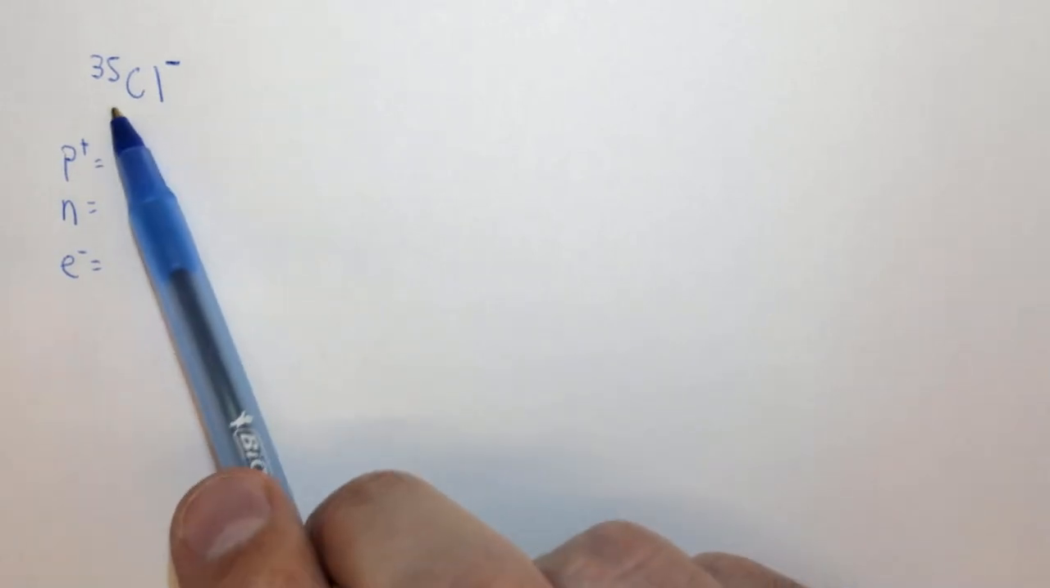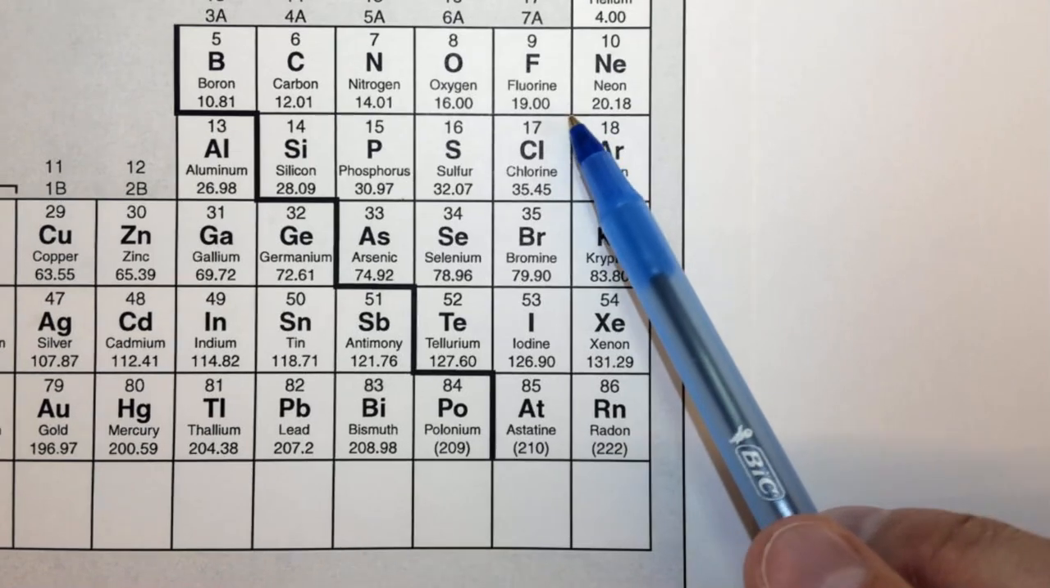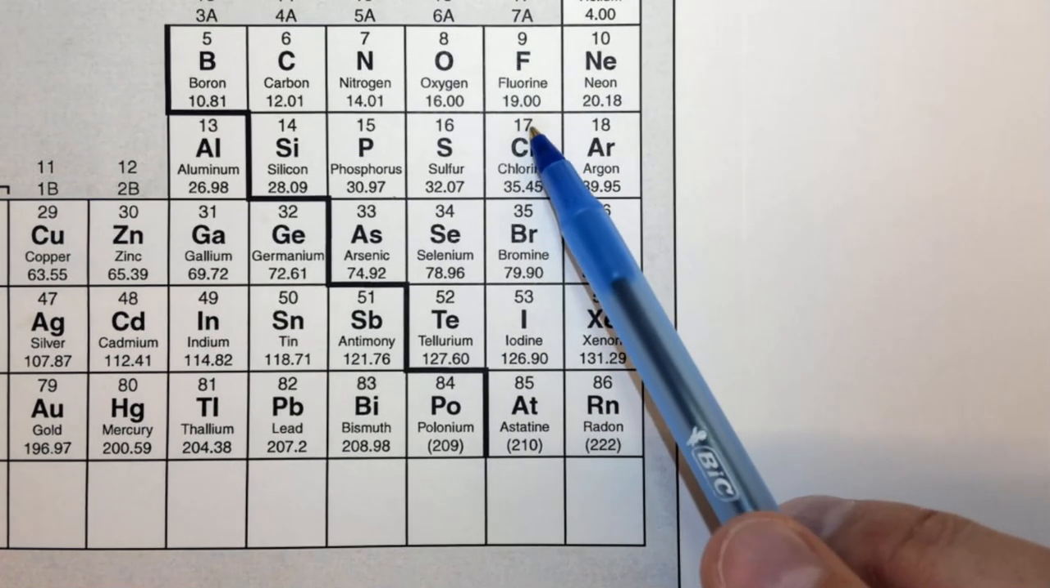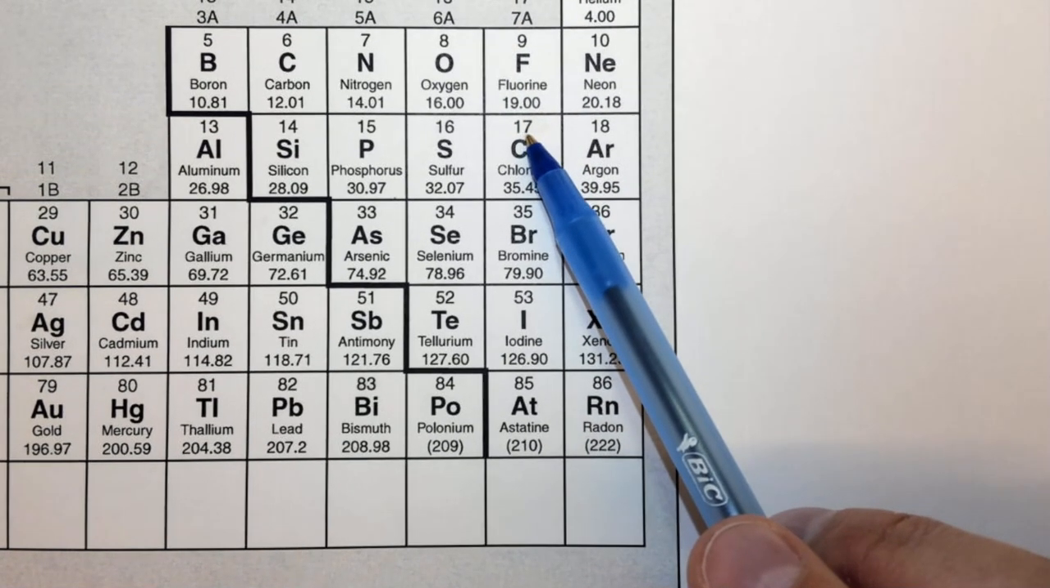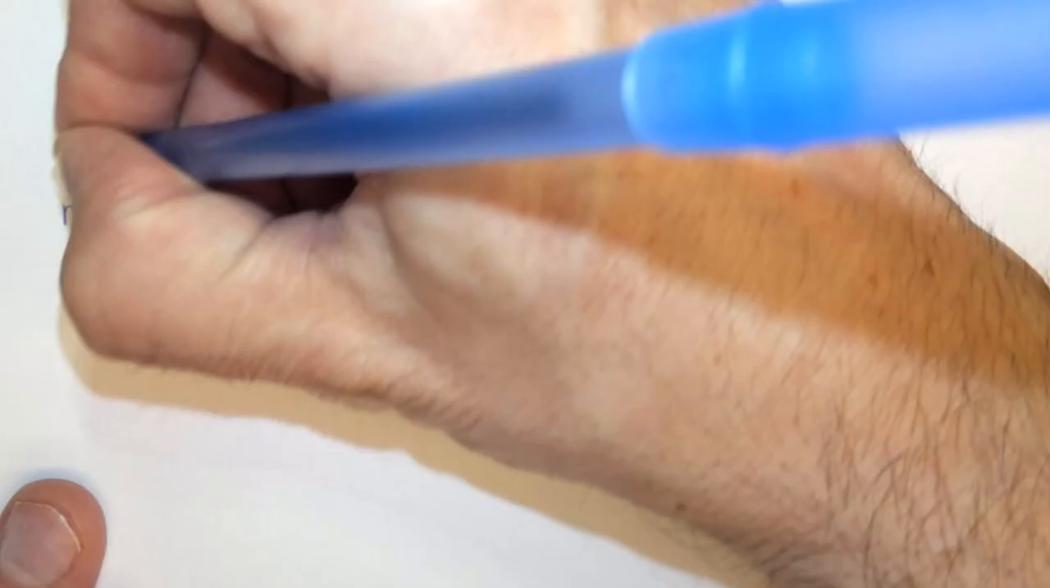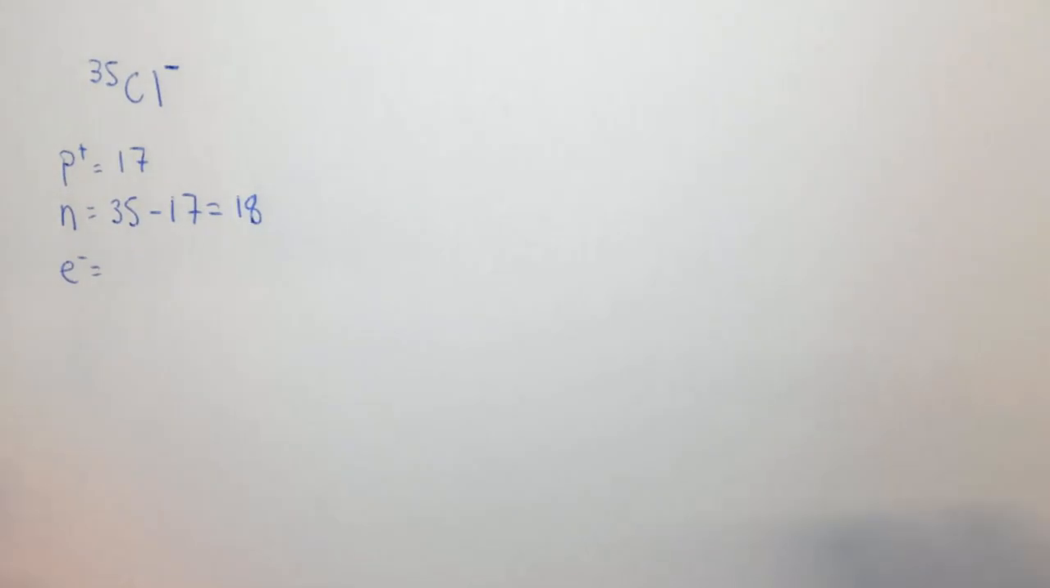And now it has a charge. So let's first find the number of protons. Remember, we don't have to put the atomic number here. So if we look at chlorine on the periodic table, it's again in group 7A. It's right here. And it has 17 protons. So we look it up and we find that it has 17 protons. To find the number of neutrons, we take the mass number, 35. We subtract the 17 protons, and we find that it has 18 neutrons.